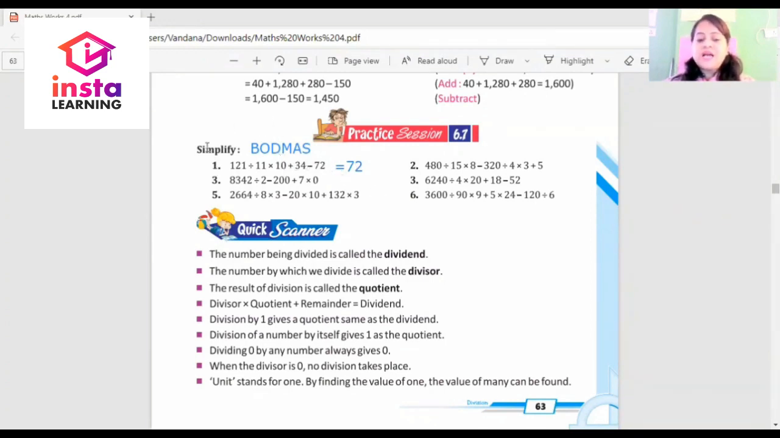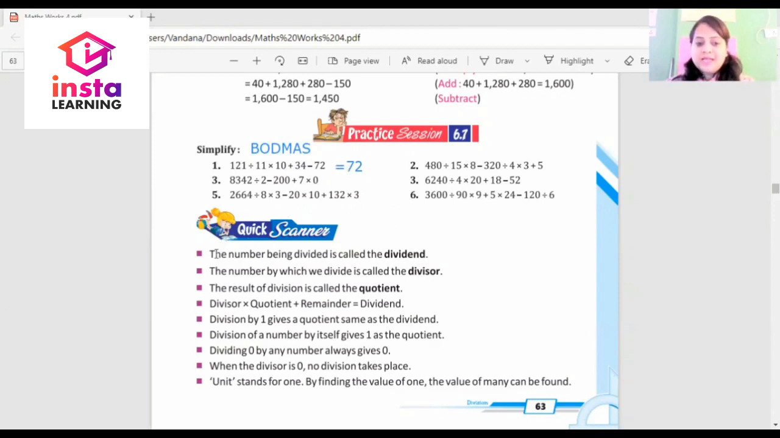So students, first I have done one for you. This is 121 divided by 11. So you will get the answer 11. Then 11 multiplied by 10. So 110. Then after that 110 plus 34. Then 144. So minus 72, you will get the answer 72. These are your sums. It's very easy. So you have to do it in your notebook and do it by yourself.